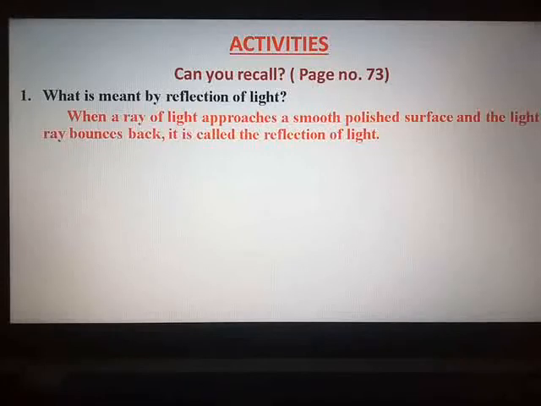Our next activity is use your brain power on page number 74. On page 73 we have completed. Then even if you see page number 73, there are activity number 1, 2 and 3. 1 and 3 I have already discussed in the explanation about the pencil and the glass slab. So go through them very thoroughly. Page number 74, use your brain power.